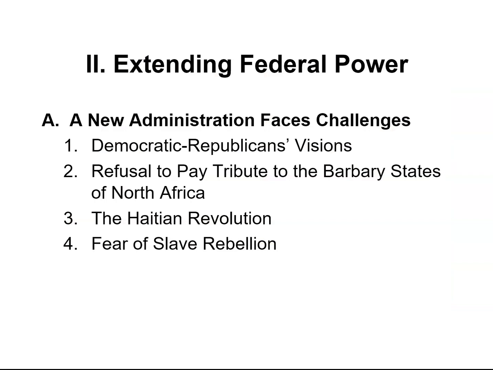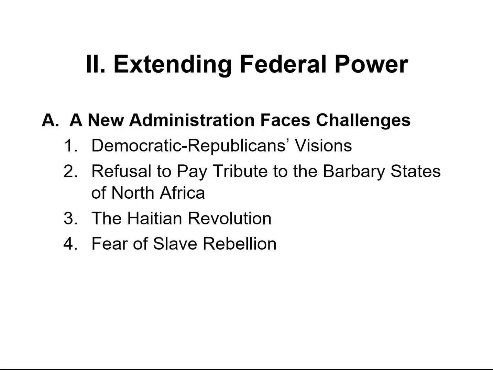So we're going to talk about extending federal power, and we're going to look at Jefferson. After Jefferson took office in 1801, the Democratic Republicans quickly put into operation their visions for the nation, which included limiting the power of the federal government, shrinking the national debt by reducing government expenditures, ending federal legislation, and limiting the power of the Bank of the United States.